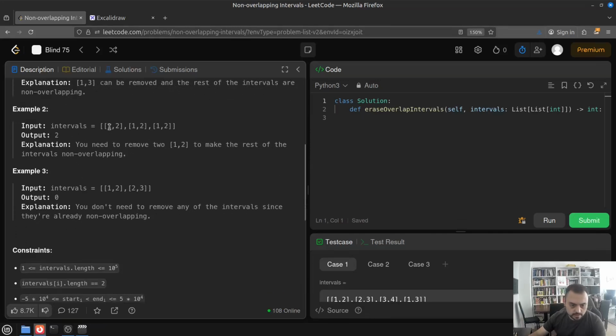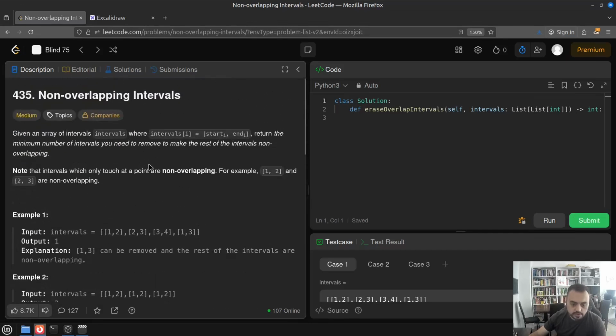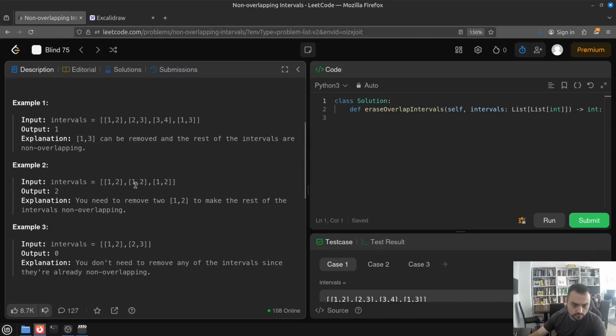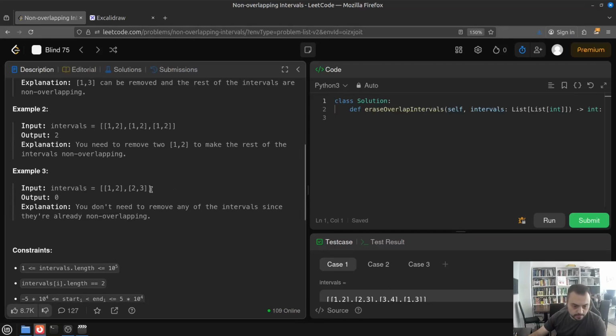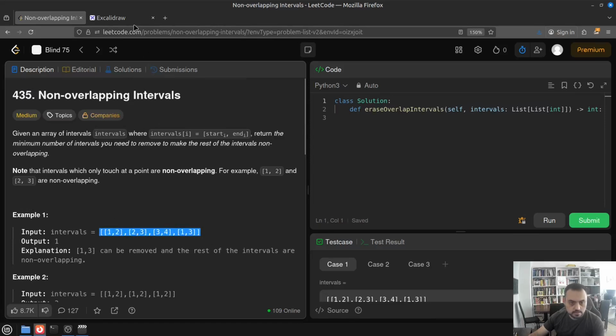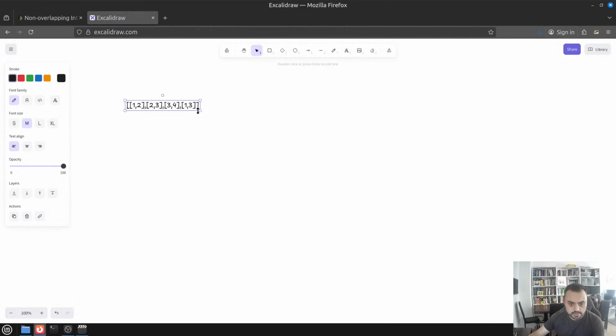In the second example, we have 1 and 2, 1 and 2, 1 and 2. Of course, intervals can be repeated. There was nothing stated here that they need to be unique, and we also have to get rid of them in such a case. So in this case, we have 3 exactly the same intervals, meaning that we can remove 2 of them, and there will be one left, which will be non-overlapping, since it will be the only interval left. And in the third example, it could also be the case that all the intervals are already non-overlapping, so we remove nothing. But let's take a look into this example and think about some possible ways in which we can solve it.